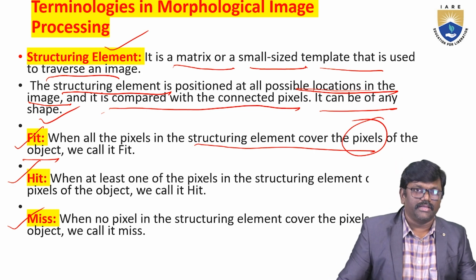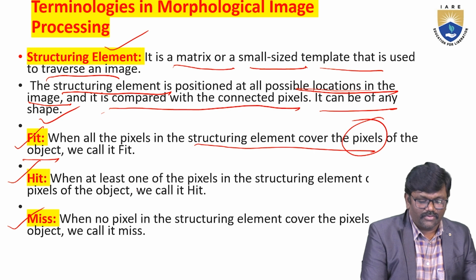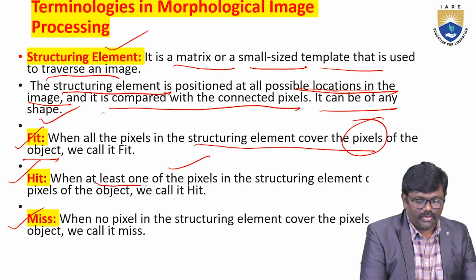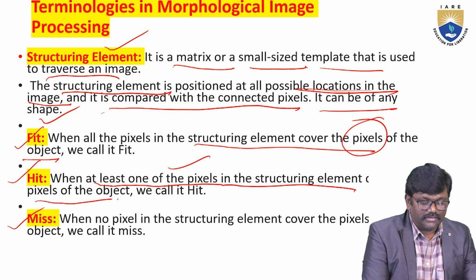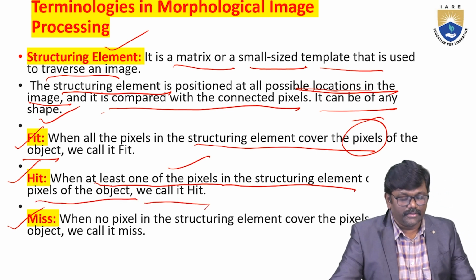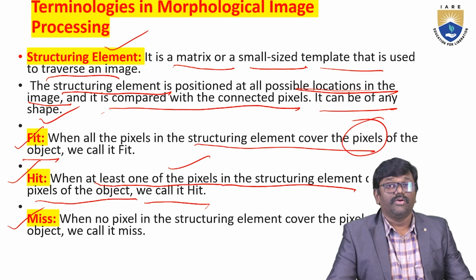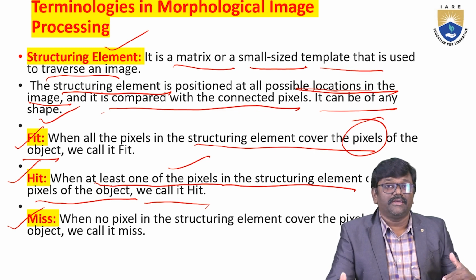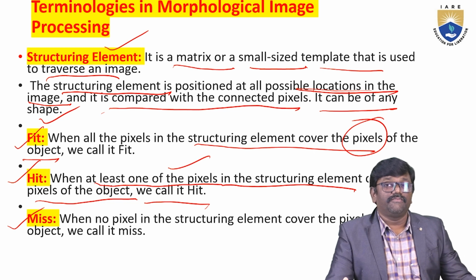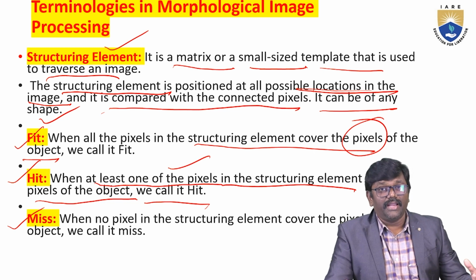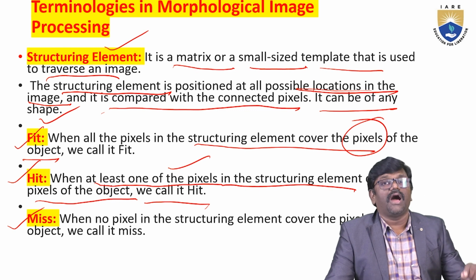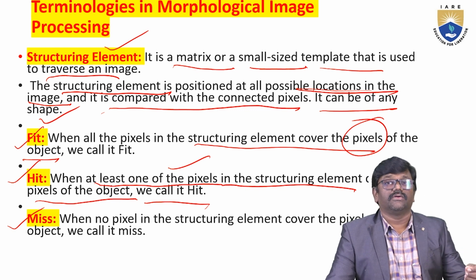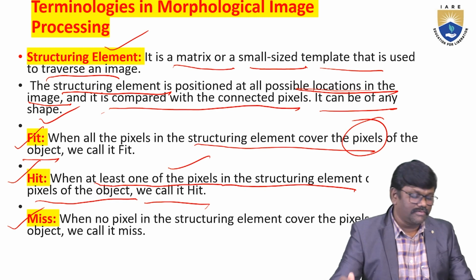So what do you mean by hit? Hit means when at least one of the pixels in the structuring element covers the pixels of the object, we call it a hit. What is the difference between fit and hit? Fit means covering the pixels of the object, but here, at least one of the pixels in the structuring element covers the pixels of the object. So that is called a hit.